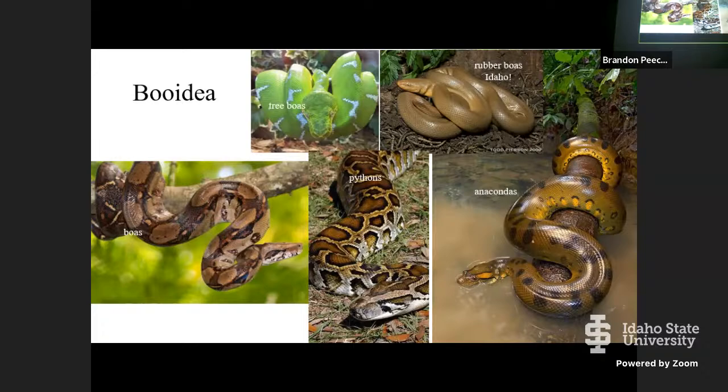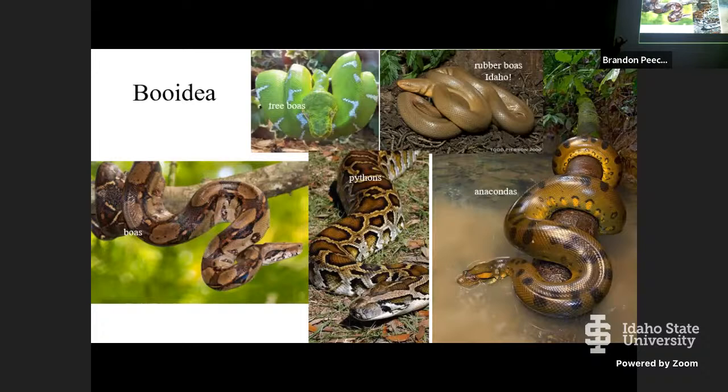Has anybody seen a rubber boa in Idaho? That one I've seen. They look like big worms. They're maybe like this. Very cool. So if you go hiking at City Creek in town, you'll see rubber boas. If you go in the spring or the fall, when it's a little wet on the trail, rubber boas. So we do have a boa in Idaho.